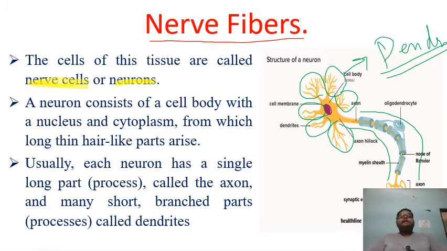So students, now tell me, what is a nerve? You might have heard things like pharyngeal nerve, facial nerve or cardiac nerve. This type of thing you might have heard. So what is a nerve? Just think and answer, students. What is a nerve? Can you think about it?